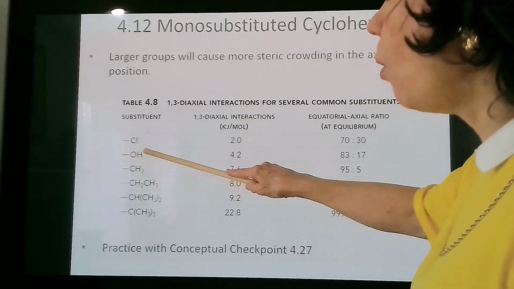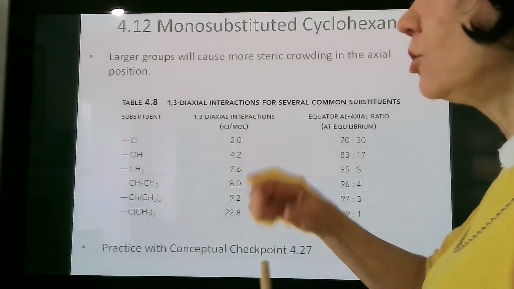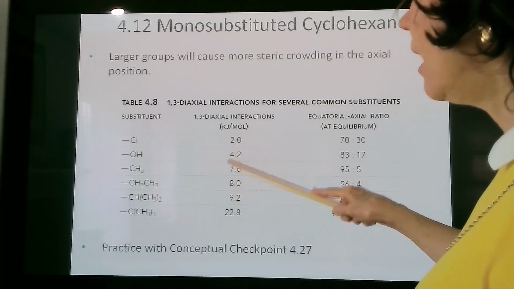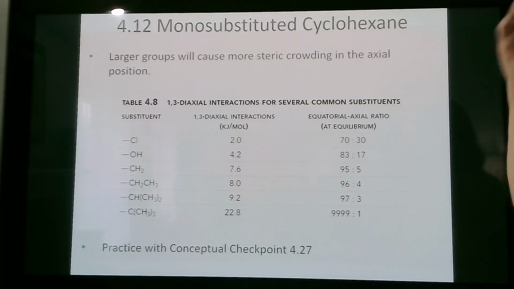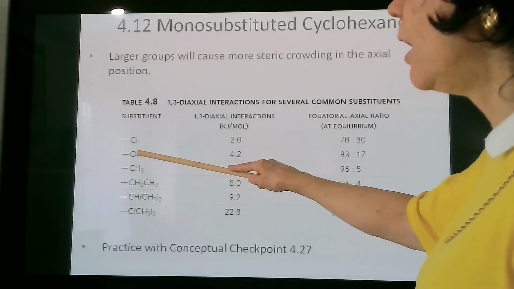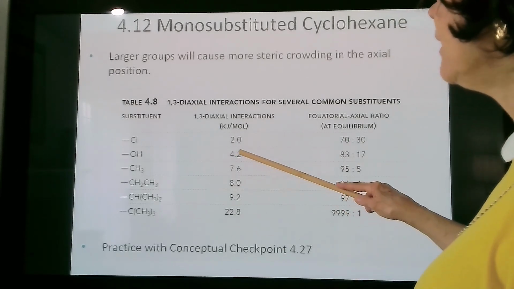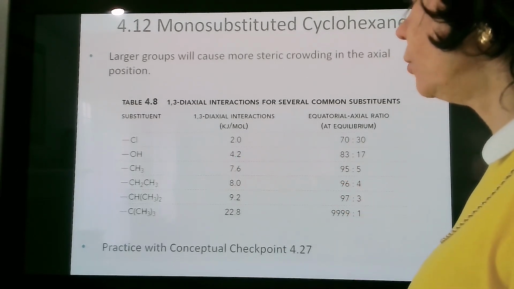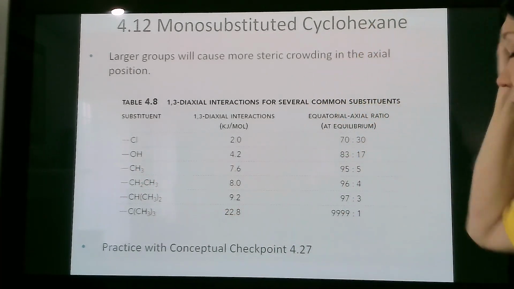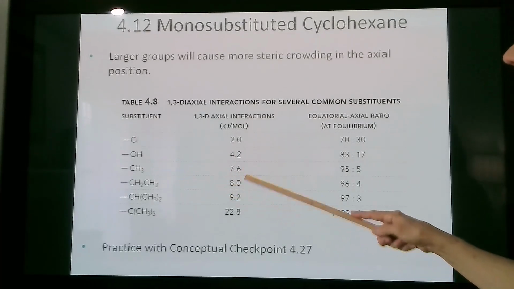But here, OH, that's 2 atoms. And so the hydrogen is going to be on there moving around like a propeller. And so its diaxial interactions double. So this is 2, that's 4.2. If you move OH from equatorial to axial, it costs 4.2 kilojoules. And then if you move a methyl from equatorial to axial, it's 7.6.